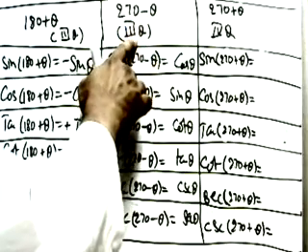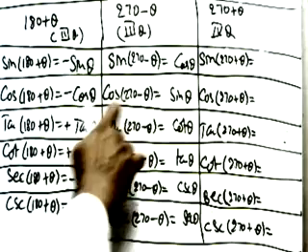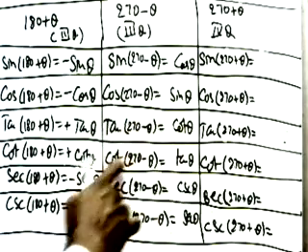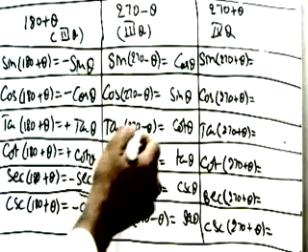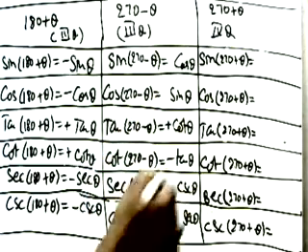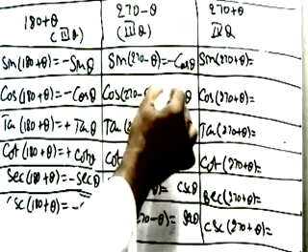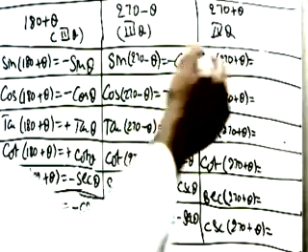Now 270 plus or minus theta lies in the third quadrant. And for 270 there is a change: sine changes to cos, cos changes to sine, tan changes to cot, cot changes to tan, sec changes to cosec, cosec changes to sec. And for the third quadrant, tan is positive and cot is positive, and the other ratios are negative.